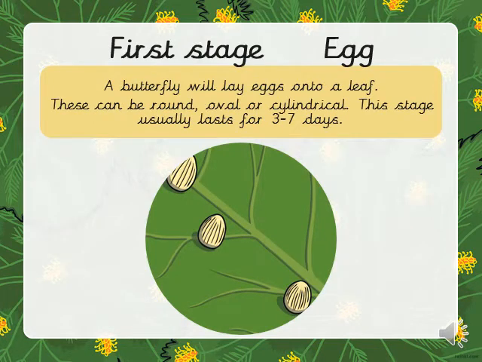The first stage in the life cycle is the egg. So a butterfly will lay eggs usually on or near the leaves of a plant. The eggs can be round like a ball, oval like a chicken egg, or cylindrical like a tin of beans. Each egg will hatch and transform into a single butterfly. This stage usually lasts from 3 to 7 days.